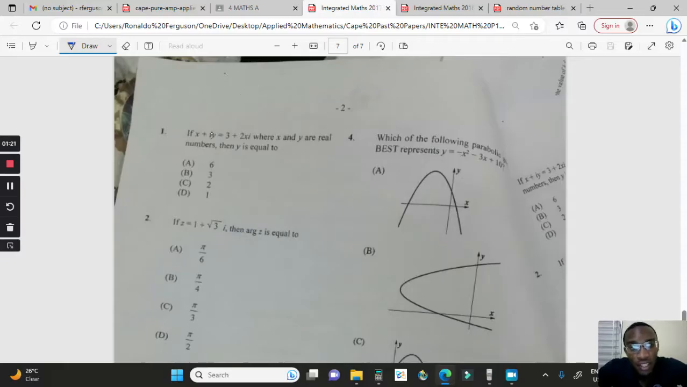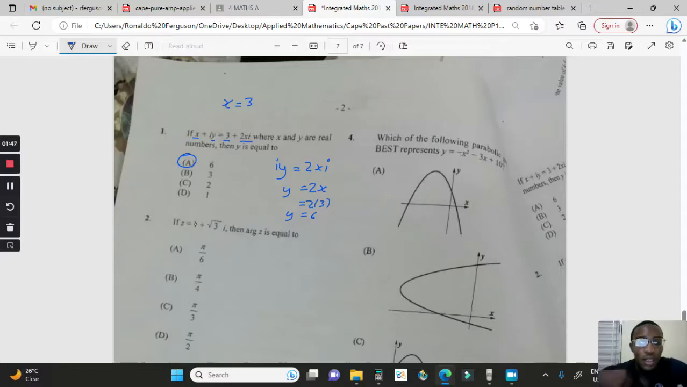This says if x plus iy is 3 plus 2xi, then y equals what? The real parts are going to be equal, so x equals 3. But then iy equals 2xi. The i's cancel, so y is 2x. And x was 3, so y is 2 times 3, which is 6. That is, y is 6.